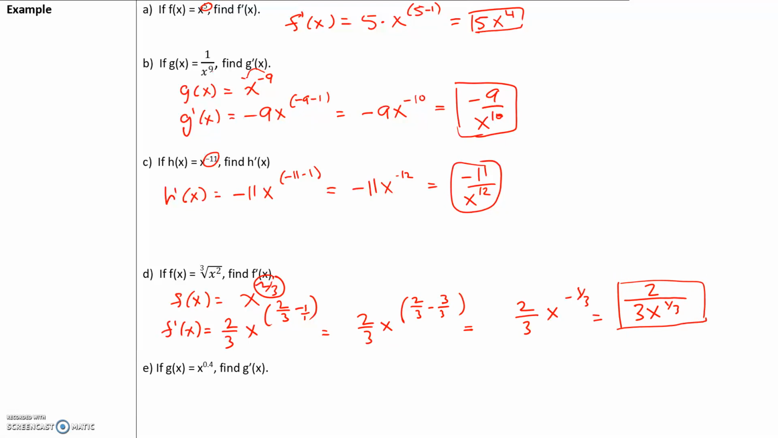Finally, we have g of x equals x to the 0.4, and we want to find g prime of x. Okay, so g prime of x, we move the 0.4 to the front. We take the original exponent, subtract 1. This gives us 0.4 x to the negative 0.6, which is going to be 0.4 divided by x to the 0.6. It's a negative exponent, so it moves to the denominator and it becomes positive.